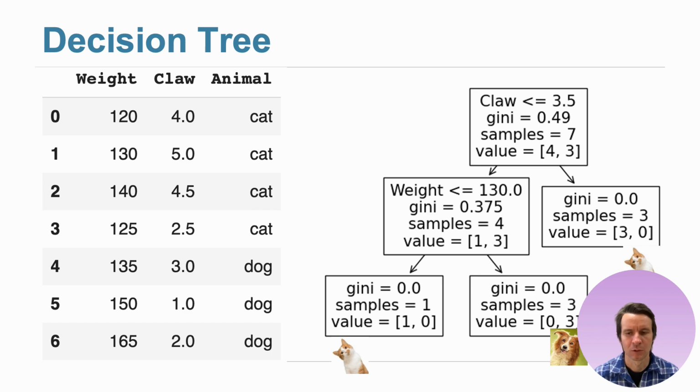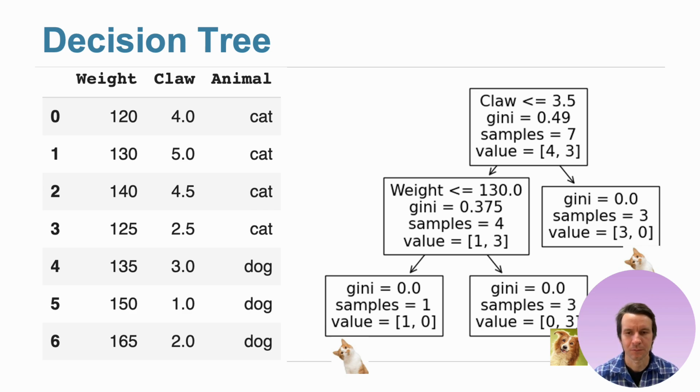And if you go to the right, then there are 3 cats that have a claw size bigger than 3.5, so that's the node on the right, and we can say it is a cat. And if the claw is less than 3.5, then we look at the weight, and whether it is less than 130 or not. If it is less than 130, then we go to the left, and we have the cat, and if it is no, it's bigger, then we go to the right and have the dog.